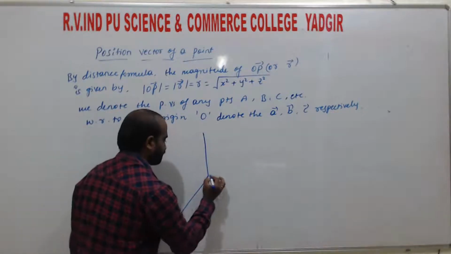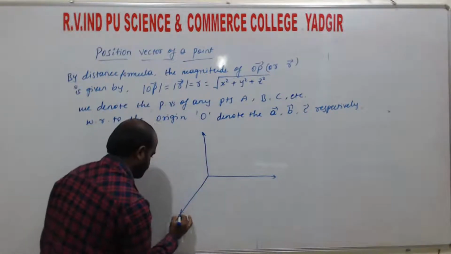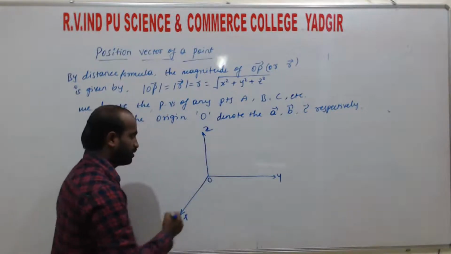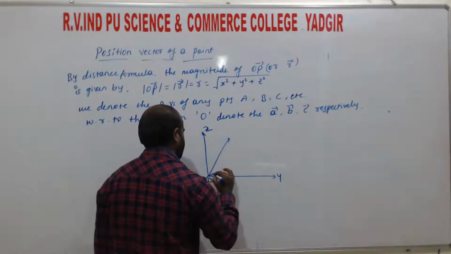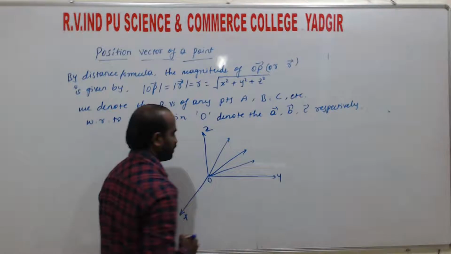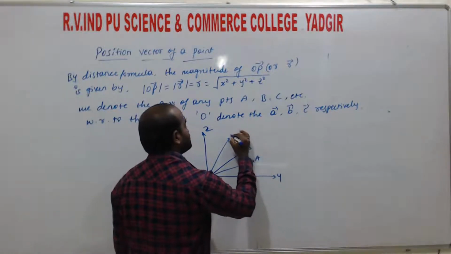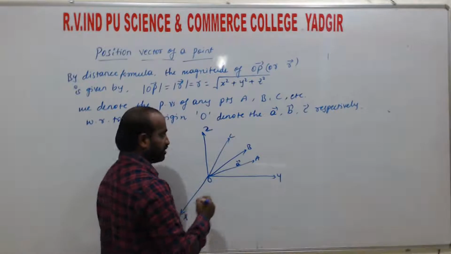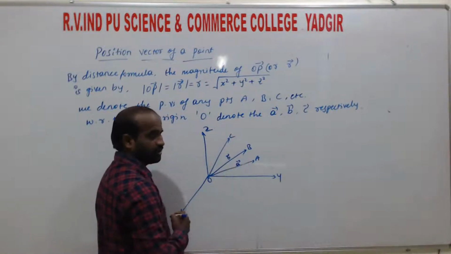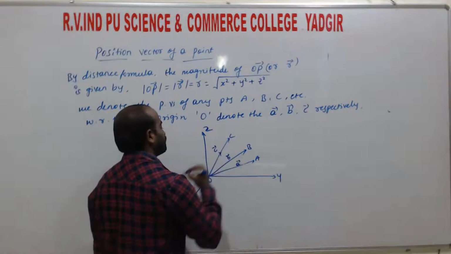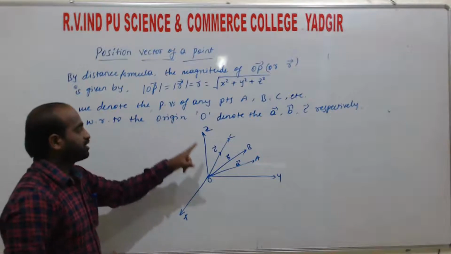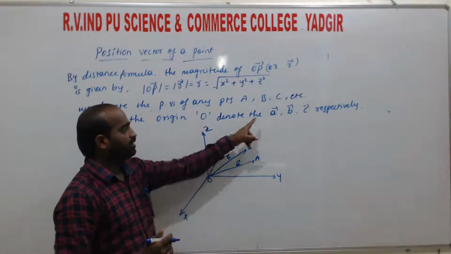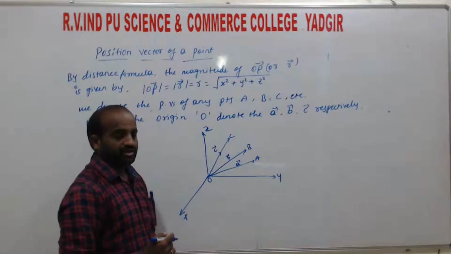In this figure, X, Y, Z. Okay. A, B, C. Position vector OA is A vector. Position vector OB is equal to B vector. Position vector OC is equal to C vector. Okay, this means we denote the position vectors of any points A, B, C, etc. with respect to the origin by the A vector, B vector, C vector respectively.